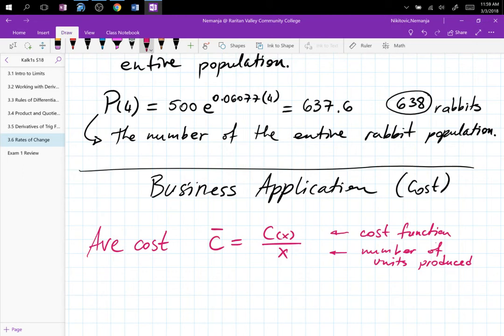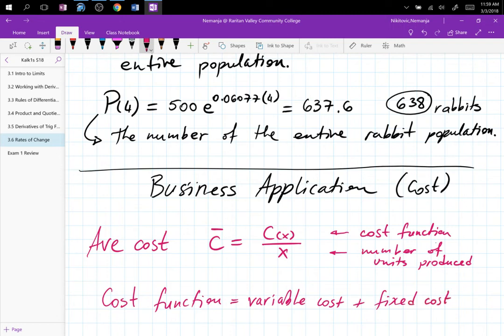So average cost is when you take the cost function and you divide by the number of units produced. Now, cost function, this is not a part of the book, but it's good to know, is going to be variable cost plus fixed cost.